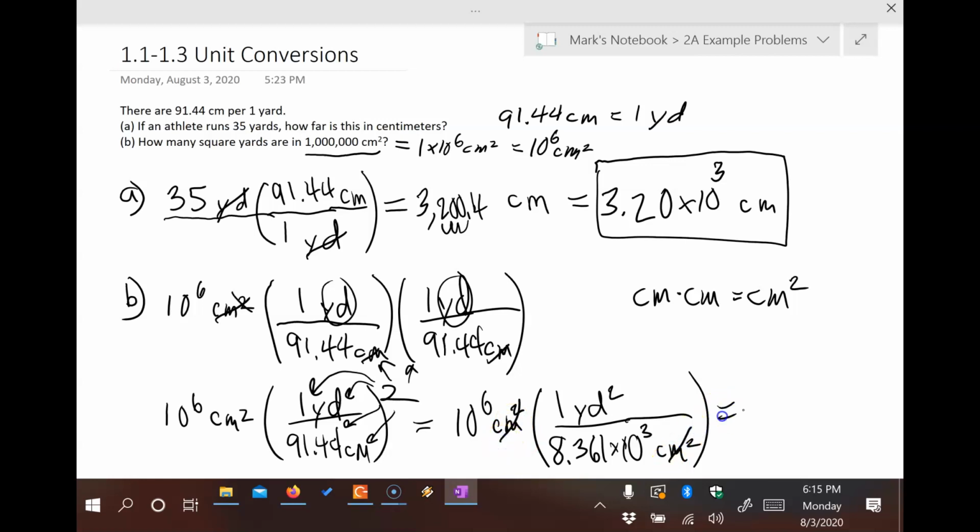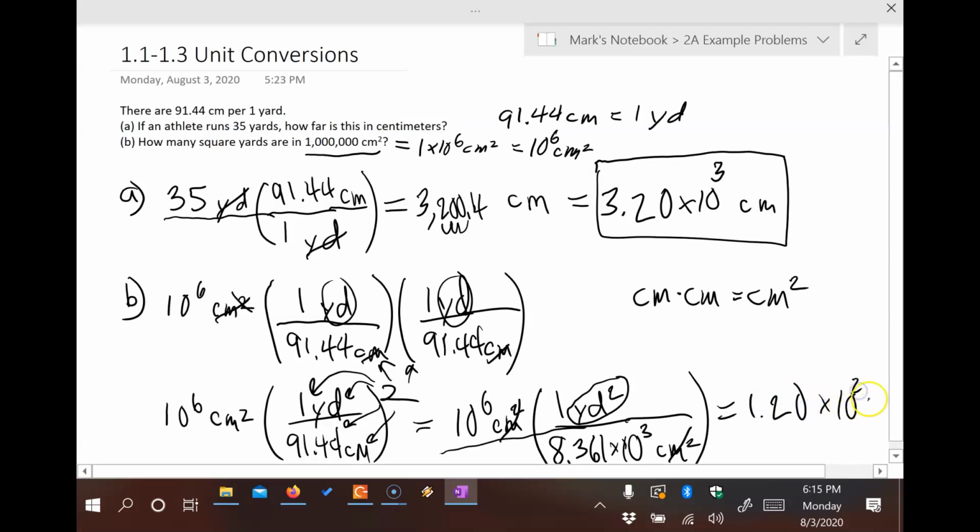There we go. Left with the yards squared, and the rest in the top we've got 10 to the 6th times 1 divided by this number, 8.361 times 10 to the 3rd. Put it into the calculator and it comes out to this, 1.20 times 10 to the 2nd yards squared, or if you want, about 120 yards squared. So either of these two we can keep as our answers.